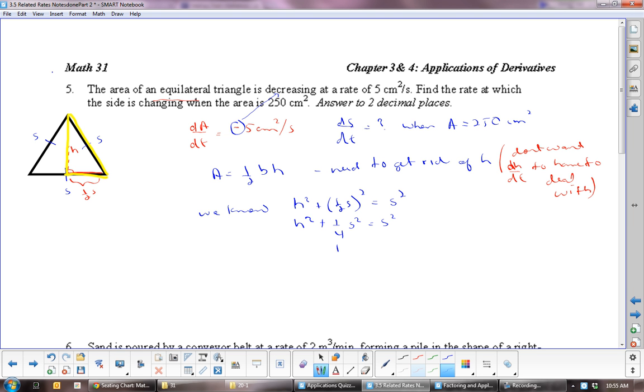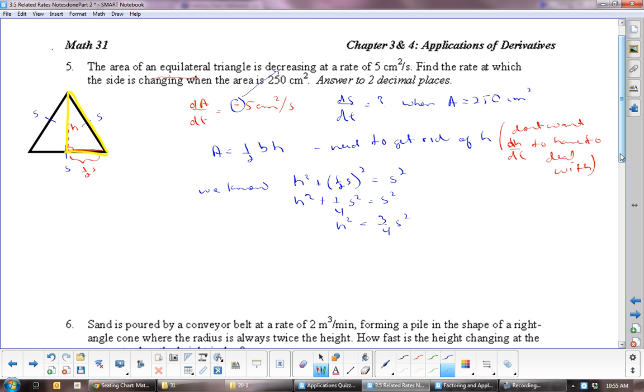Let's get H squared by itself. If I got S squared minus 1/4 S squared, that will be 3/4 S squared. Now I need to get H equals, so I'm going to take the square root of both sides. Now most times you should be taking plus or minus, but if I'm getting negative distances, that's not going to obviously work. So H equals root 3 S over 2. I subtracted 1/4 S squared.